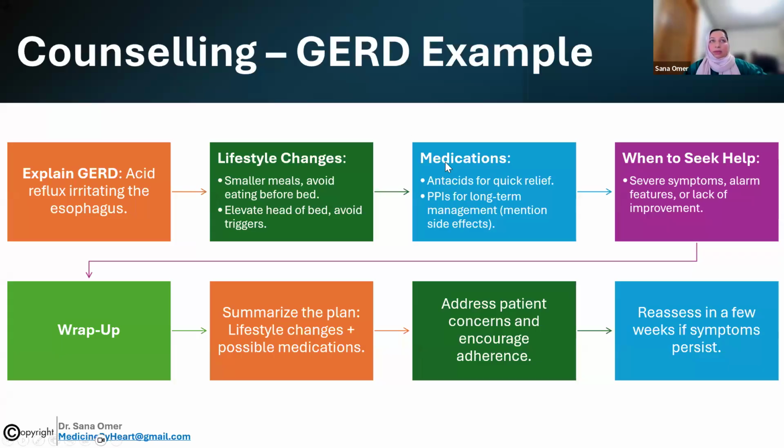All right. So this is how we counseled a patient of GERD. You explained what the disease was. You emphasized lifestyle changes, medications which are available, and when to seek help. Then after that, wrap up, summarize the plan and lifestyle changes, and address any concerns or problems that the patient has for adherence to the regime, especially in elderly patients. You can have patients who will be having some trouble with their adherence to the regime, and then you tell them when to come back, when to reassess, when to get worried, and the safety netting. So this is a brief example of counseling.